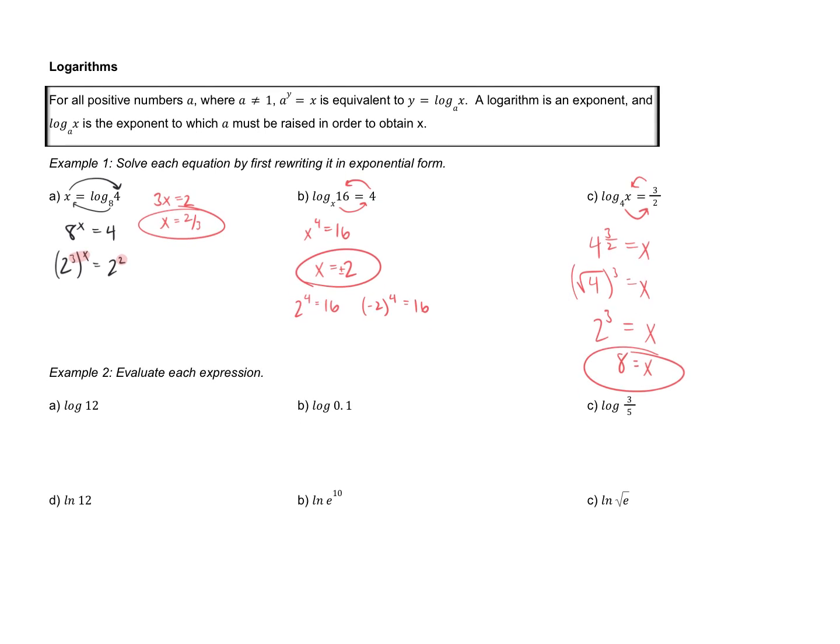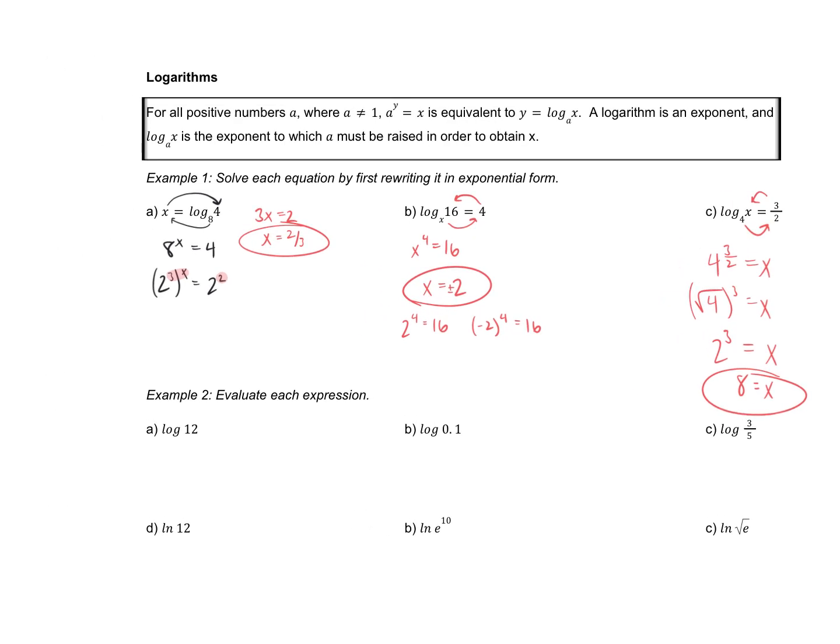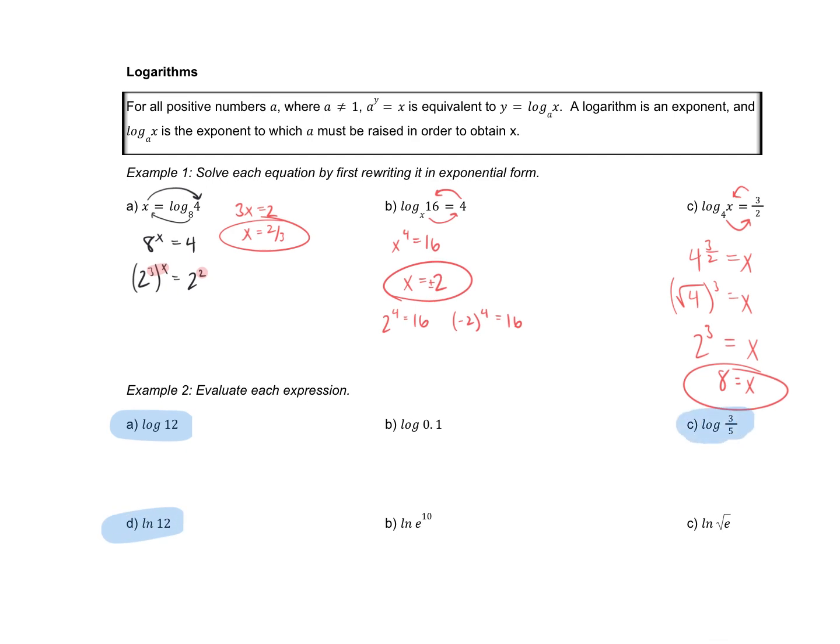Looking at example number 2 here. Okay, this is part of those ones that we're going to have some that we're going to use a calculator, some that we're not. So grab your calculators out. The ones that you are going to do on your calculator are A, D, and C. Okay, now there are 2 C's there, so look at the one that I highlighted. Those are the 3 that I want you to try out on your calculator real quick.